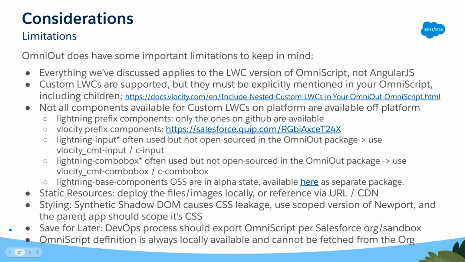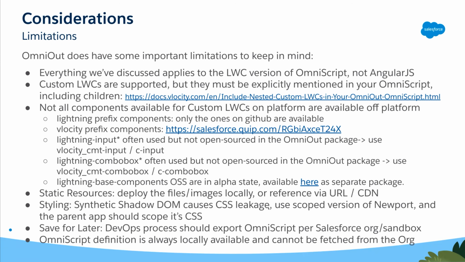The save for later functionality works fine outside of Salesforce as well. So you can persist your flow off platform and resume it on platform, but your DevOps process needs to export the OmniScript or download the off platform OmniScript against each org. The reason for that is because when we persist the record, we rely on the ID, and we cannot use cross org IDs for this. So we need the ID that actually exists against the target org.